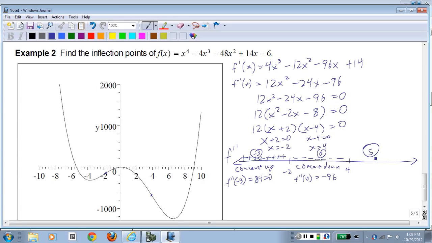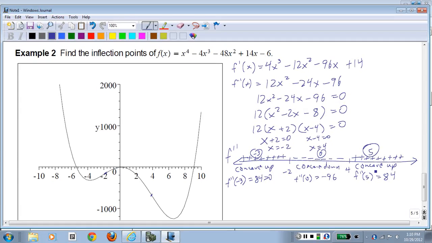And the 5, f double prime of 5, 5 plus 2 is 7. 12 times 7 equals 84. And 84 times 1 is 84. So pluses, f is concave up from 4 to positive infinity.